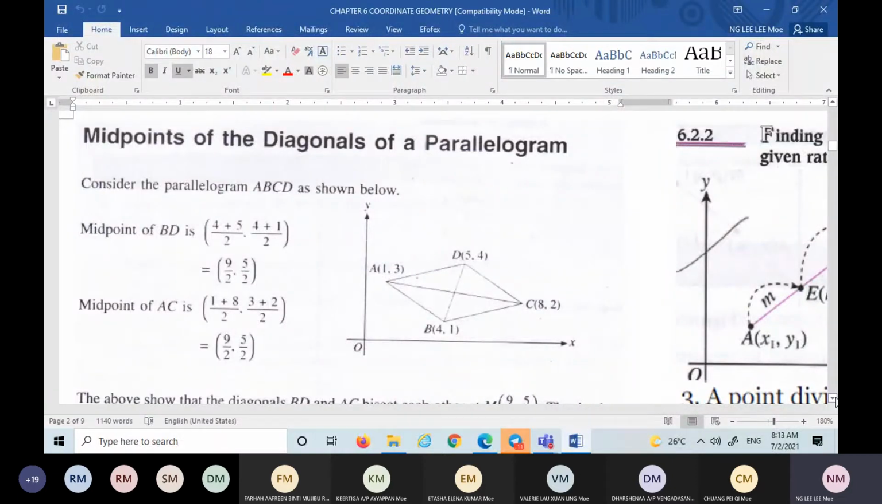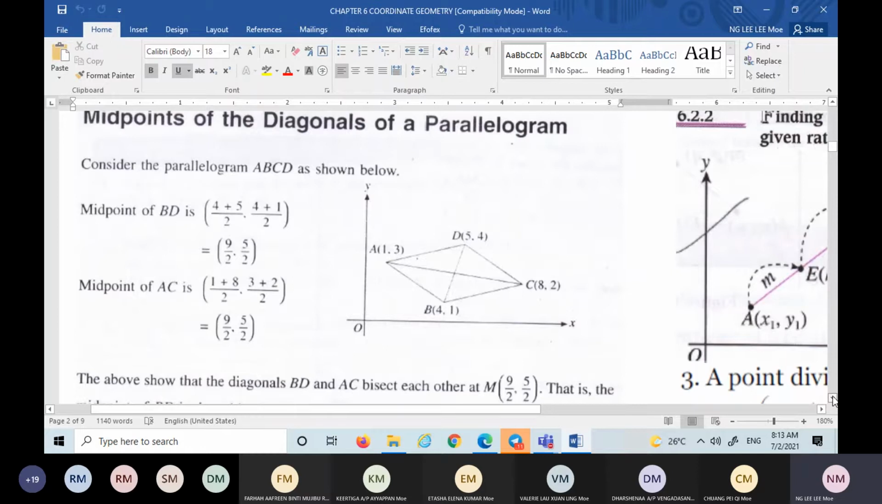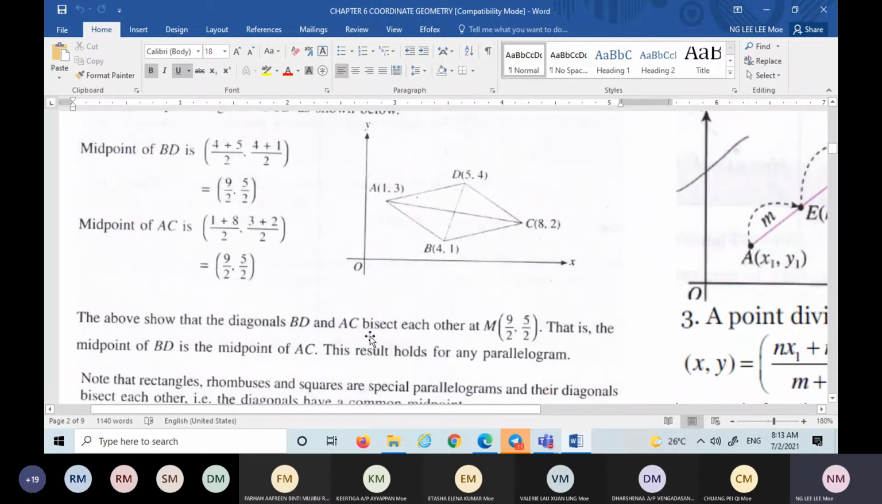First they find the midpoint of BD, which means the midpoint of the diagonal BD. Next they find the midpoint of the diagonal AC. Then they prove that the two midpoints are the same, which means the midpoints of the diagonals of a parallelogram fall at the same point. The above shows that the diagonals BD and AC bisect each other at point M. That is, the midpoint of BD is the midpoint of AC. They are the same. This result holds for any parallelogram.